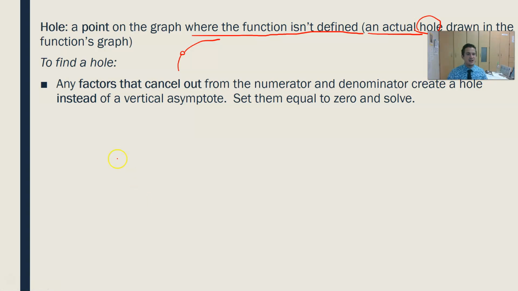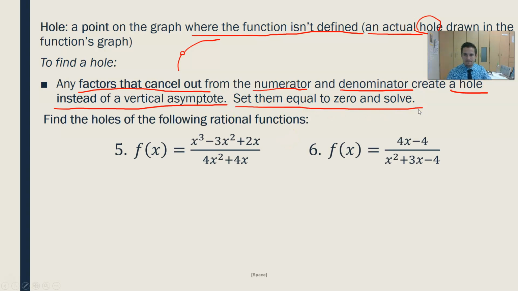So, to find a hole, any factors that cancel out from the numerator and the denominator, so any factors that cancel out in the top and in the bottom, create a hole instead of a vertical asymptote. So any factors that canceled out in the numerator and in the denominator create a hole in my graph. So I set those factors equal to 0 and I solve. Okay, let's find the holes of this rational function. Again, we have the exact same function.